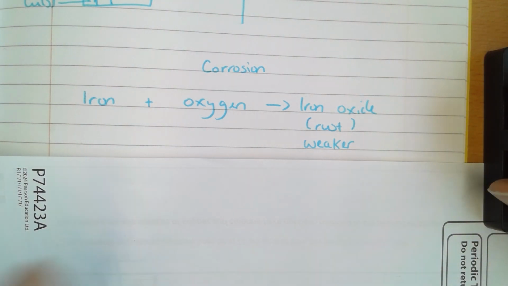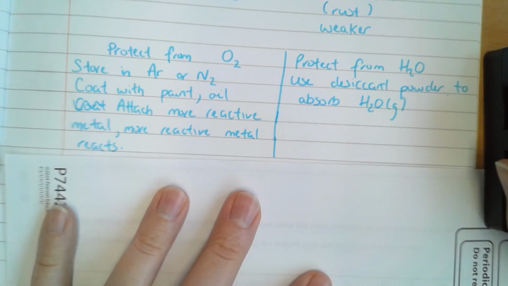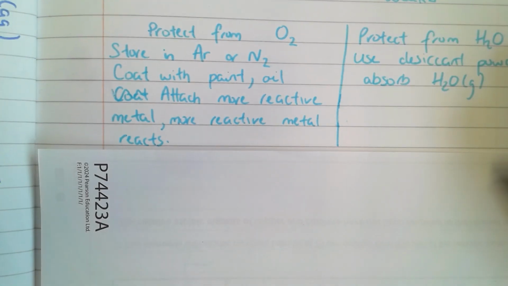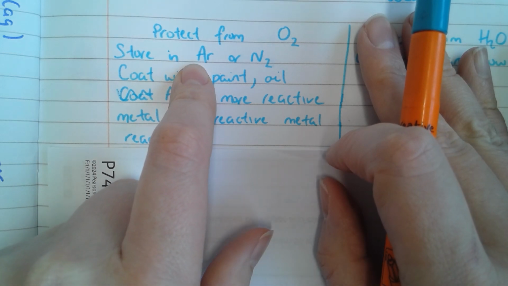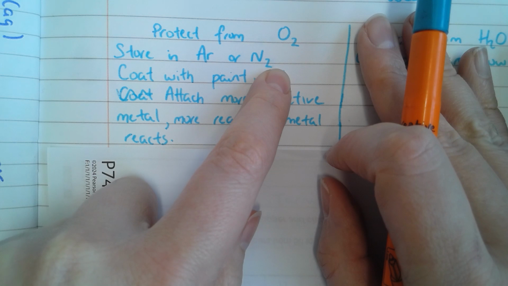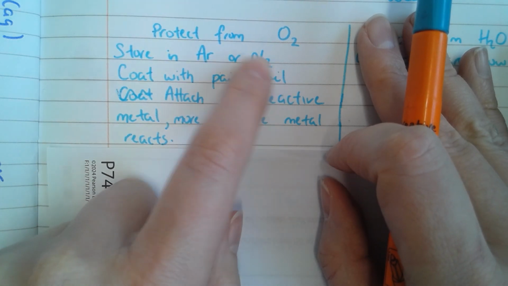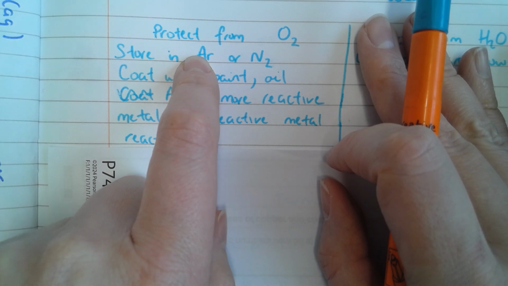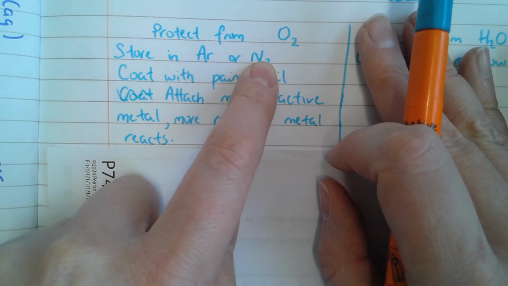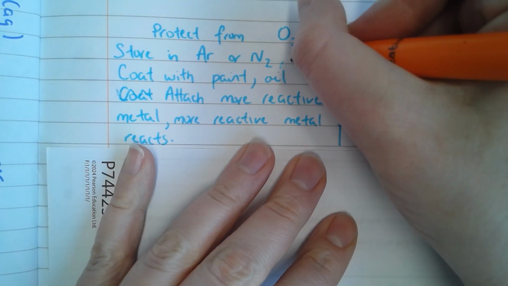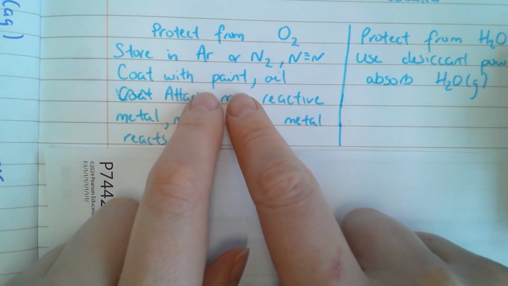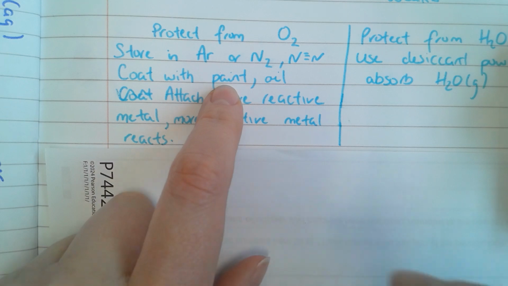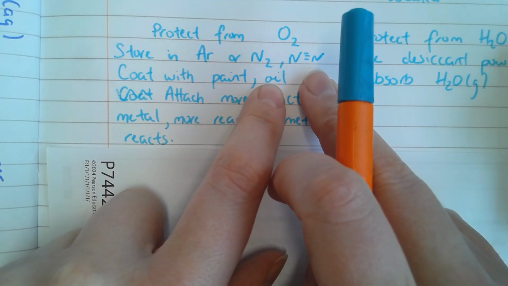So how can we prevent this? Well, one thing we can do is stop it reacting with oxygen by protecting it from oxygen. If I store my metal in something like argon or nitrogen, these two gases are very unreactive. Argon is in group 0, full outer shell, doesn't need to gain or lose electrons. Nitrogen, if you remember, has a triple bond between those two nitrogen atoms, very difficult to break, so also very unreactive. Your other option is to just coat your metal in paint or oil or grease, or just something that will stop the oxygen getting to it.